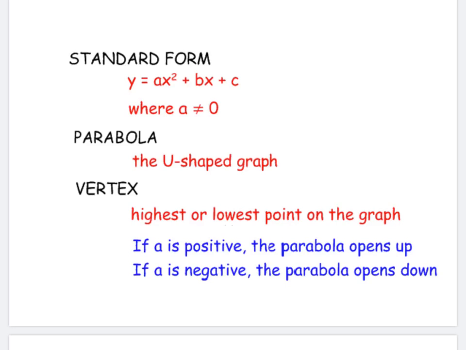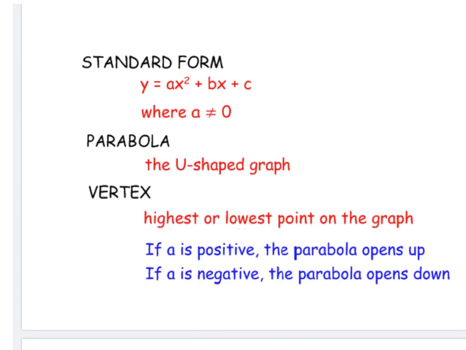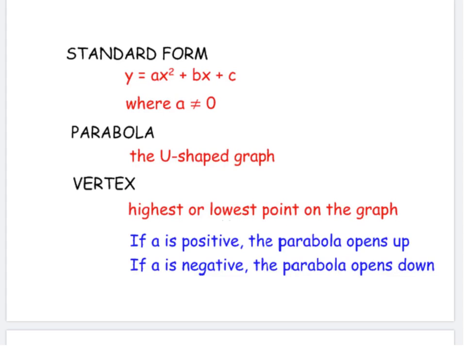The way you can tell if a parabola is opening up or opening down is you look at the value of a, or the coefficient of x squared. If a is positive, the parabola is going to open up and look like a U. If a is negative, the parabola is going to open down, and it's going to look like an upside down U. So let's take a look at how to graph a parabola.